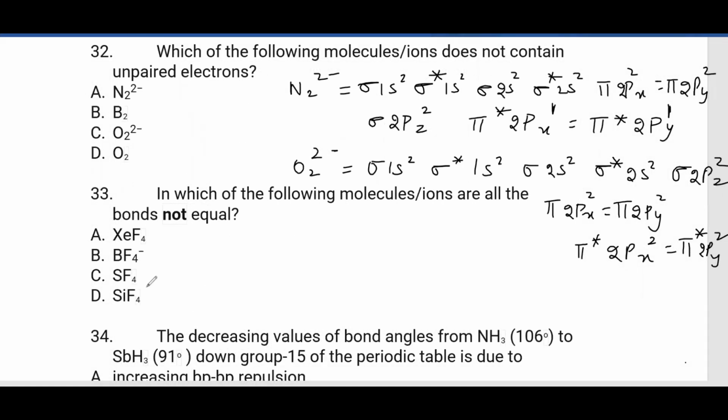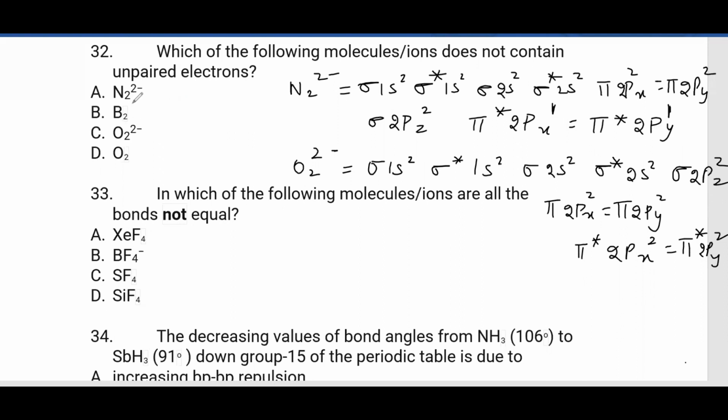Next question, which of the following molecules or ions does not contain unpaired electrons? So when you write the MO configuration, you should not get any unpaired electrons. So let us check the first option, N2 2 minus. N2 2 minus means we have to write it for 16 electrons. For 16 electrons, we'll get the configuration like this. And you can see here 1 and 1. That means unpaired electrons are present here. So this is not our correct answer.